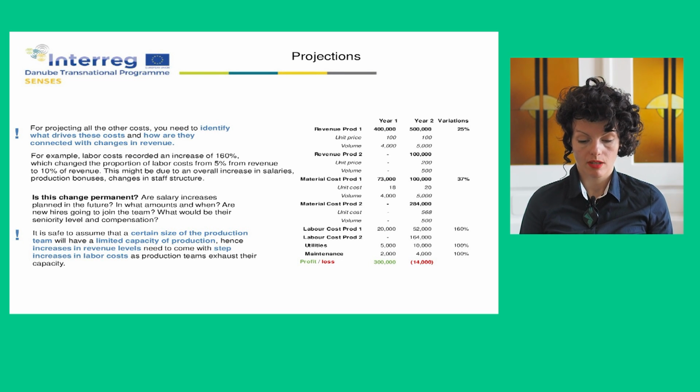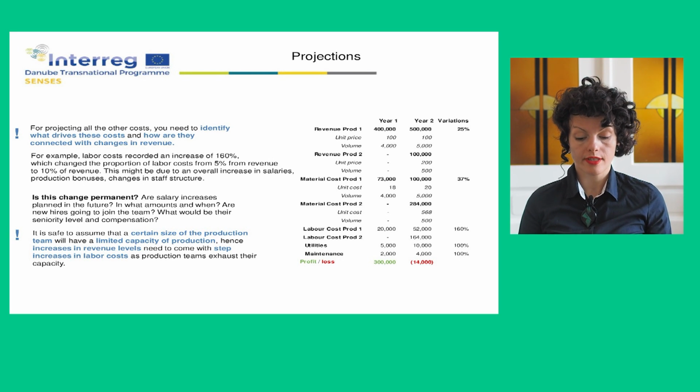changes in revenue. For example, labor costs recorded an increase of 160%, which changed the proportion of labor costs from 5% of revenue to 10% of revenue. This might be due to an overall increase in salaries, production bonuses, or changes in staff structure. The question to be asked is, is this change permanent? Are salary increases planned in the future? In what amounts and when? Are new hires going to join the team? What would be their seniority level and compensation?